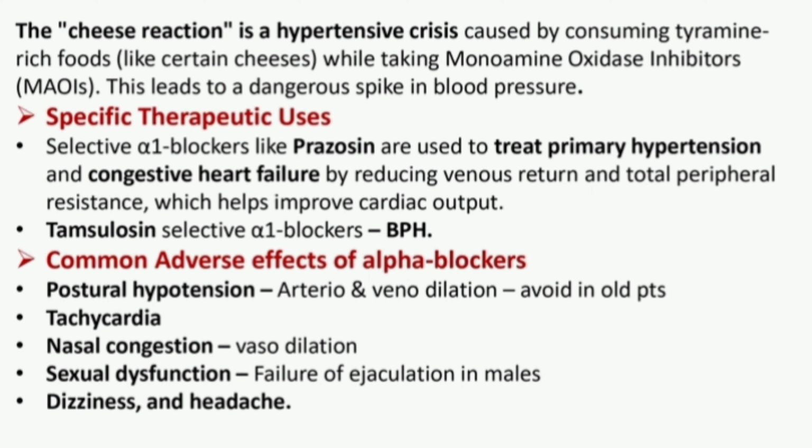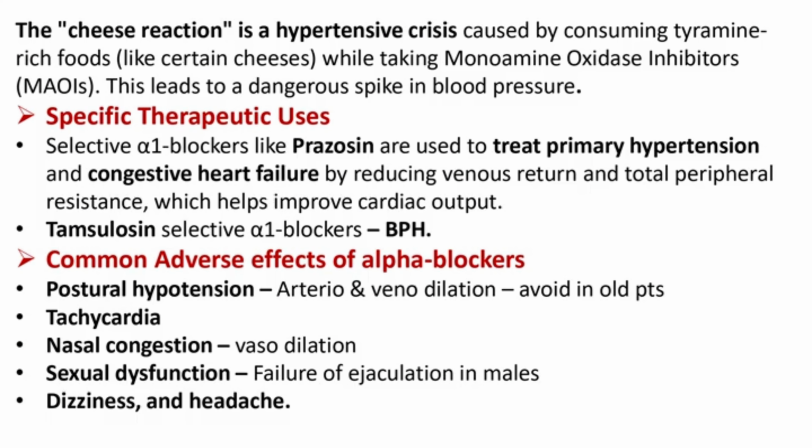That reason we already discussed, because of less reflex tachycardia. Because of that, it's mainly used for treating primary hypertension. And it's also used for congestive heart failure by reducing venous return and total peripheral resistance, which helps improve cardiac output. And the next one, we already discussed this one, tamsulosin. It's a selective alpha 1 blocker. Mainly it's used in BPH patients.